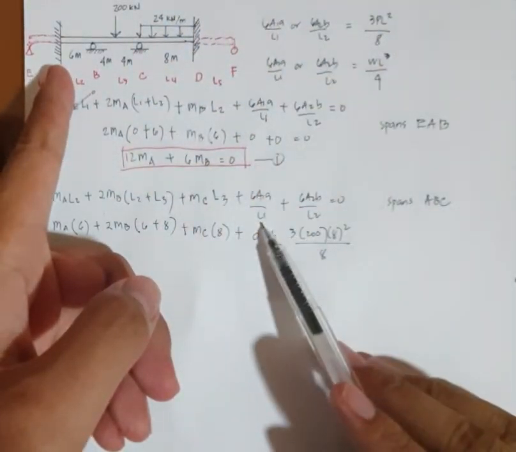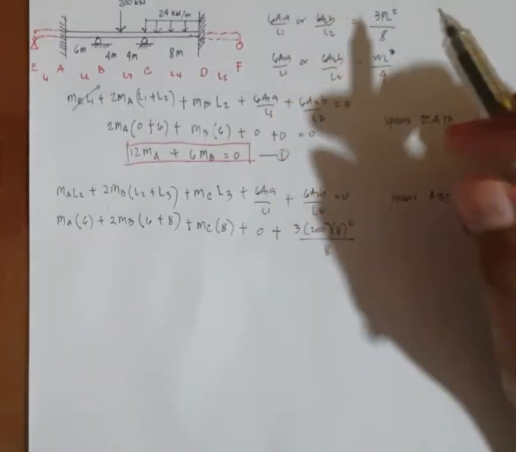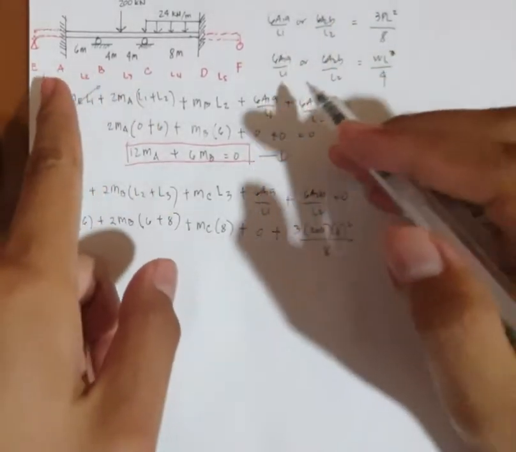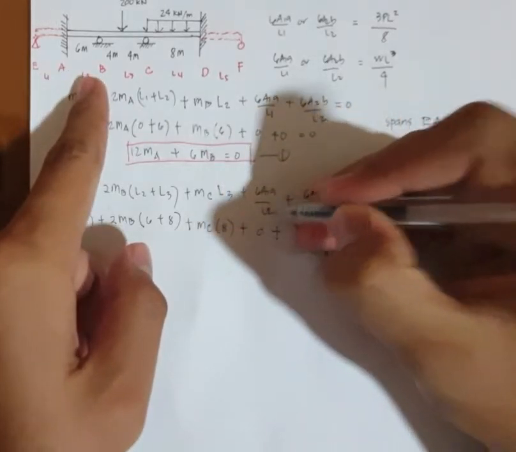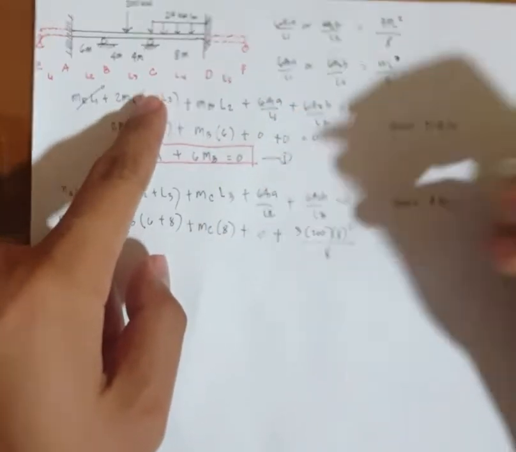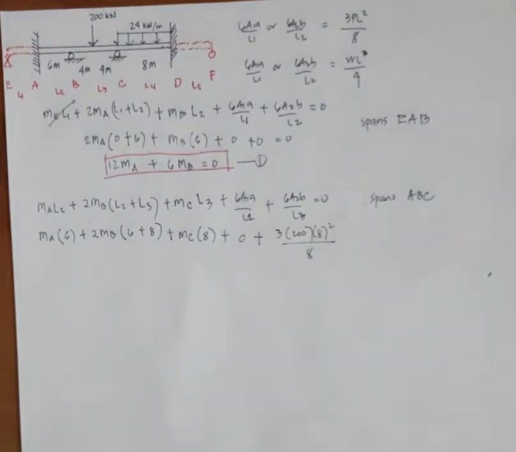It can get confusing. This is L1 and L2. This is L2 and L3. Okay.